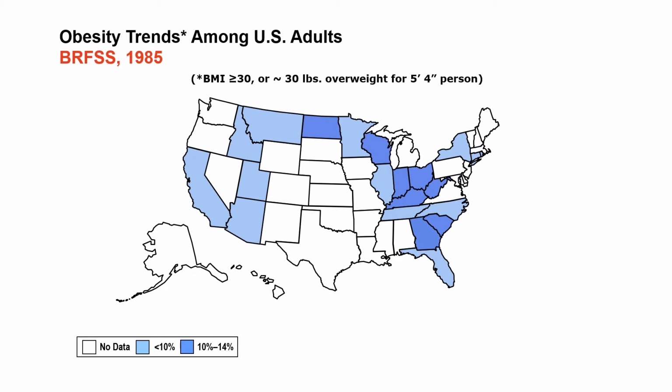So let's begin. This is America back in 1985. You can look at the key here down the bottom where any state that's shown in white they don't have enough data for. Anything in light blue has a less than 10% prevalence of obesity, and anything between 10 and 14% prevalence of obesity is shown in a darker blue. I'm just going to run through year by year, and you can see how the prevalence of obesity has changed over time.